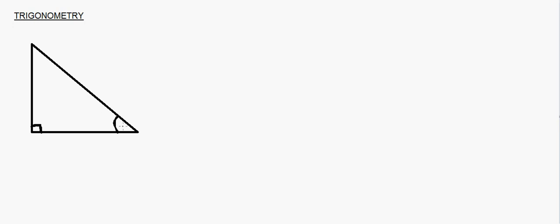So if this angle is here, this side is directly opposite. So this is the opposite, and this side is directly next to it. So this is the adjacent, and the hypotenuse, remember, is always the longest side. Hypotenuse is ancient Greek for the word stretched. So we have opposite, adjacent and hypotenuse.